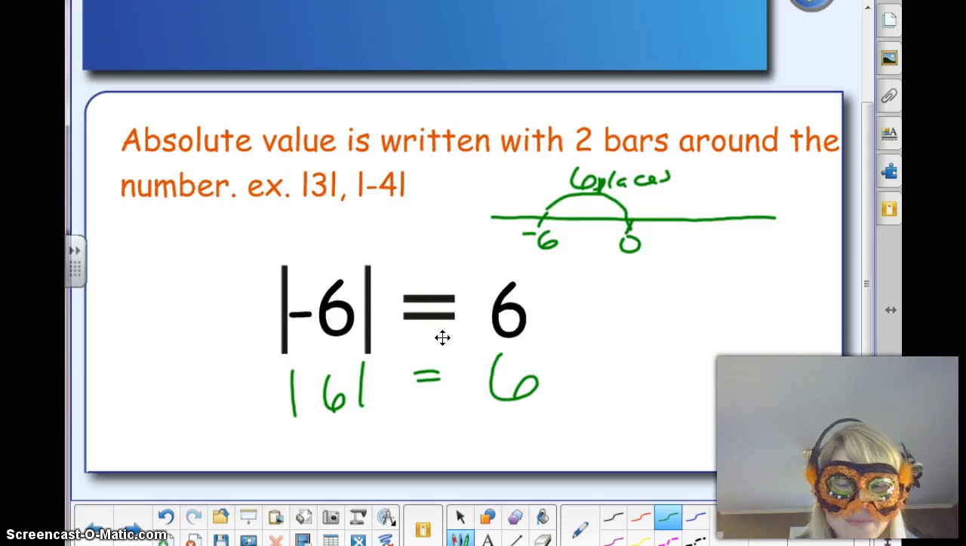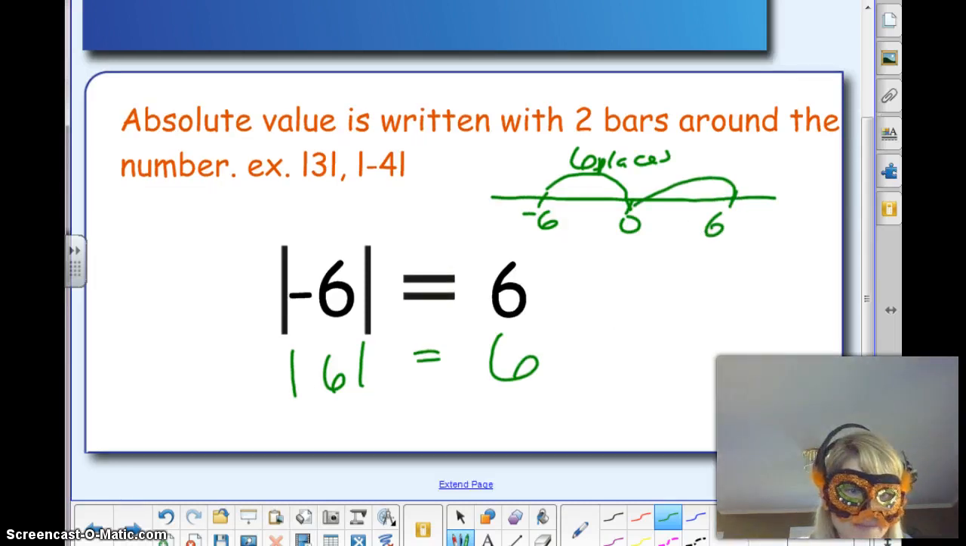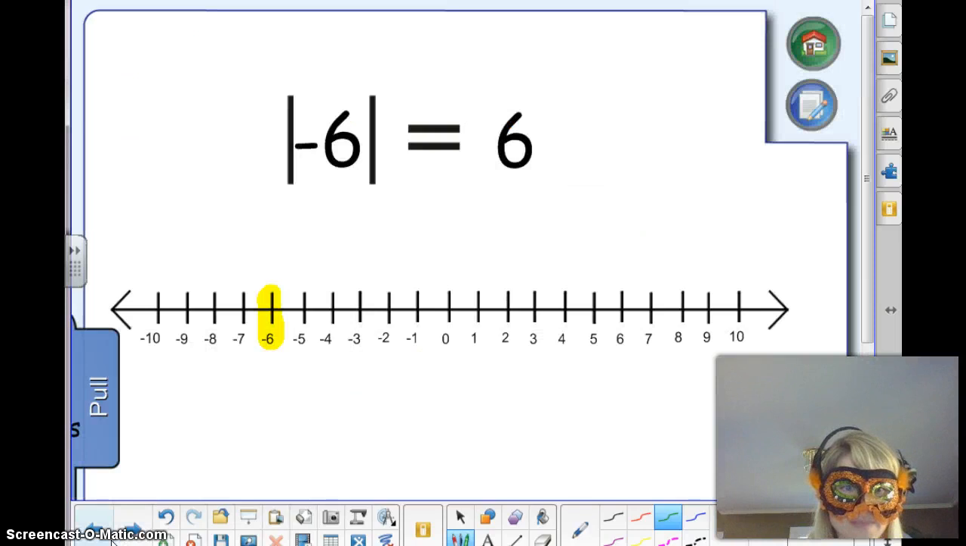Okay? If I have the absolute value of 6, I'm still asking how far is 6 away from 0? And it's still 6. Okay? So we get a little graph there. And again, when you have this, it's just one answer. It's 6, and it's 6 places from 0.